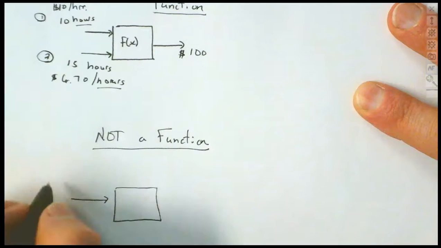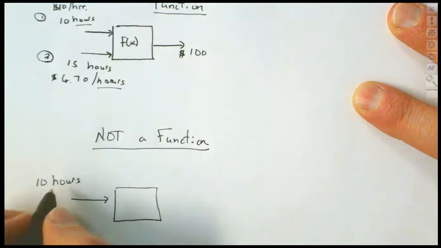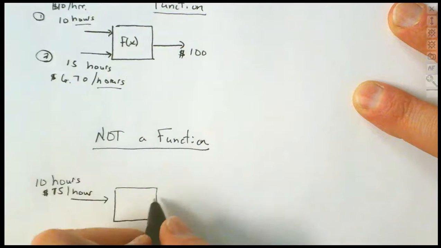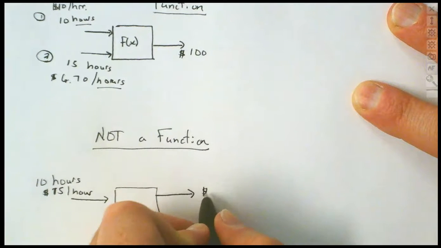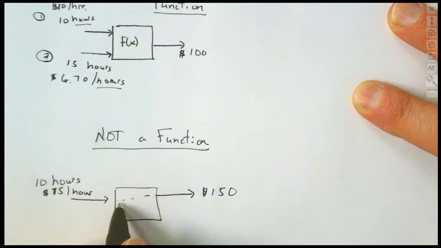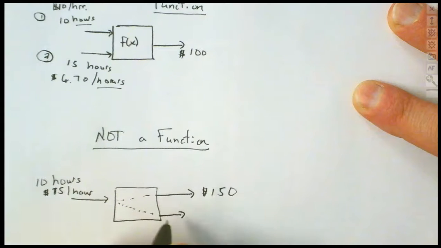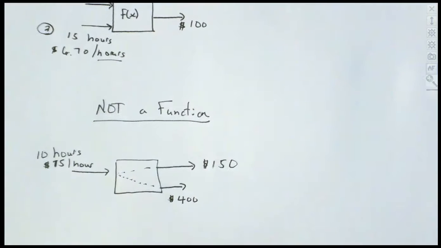Okay, this person works 10 hours, and they're supposed to get, let's make it easy again, let's say $15 an hour. So they get their paycheck, and this is one person here, and he's making $15 an hour. He works for 10 hours. His paycheck should be $150. Now another person works the same 10 hours for the same $15 an hour, and they make $400 on their paycheck. Is that possible?